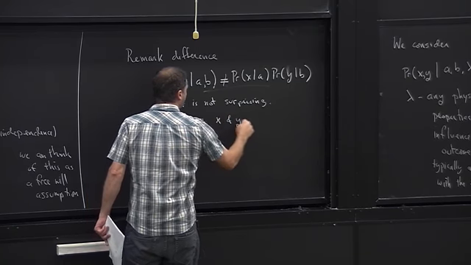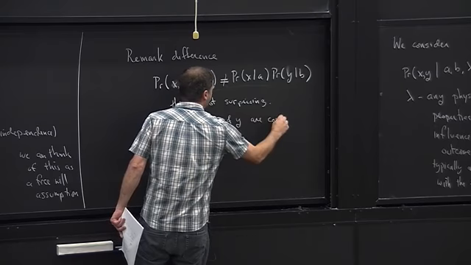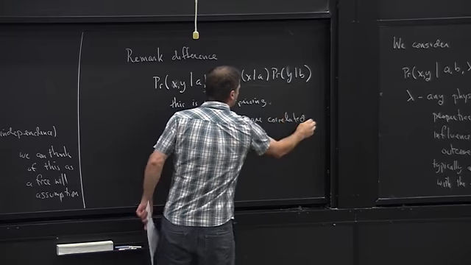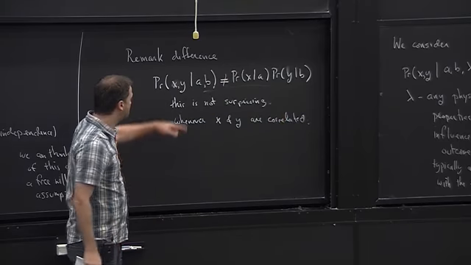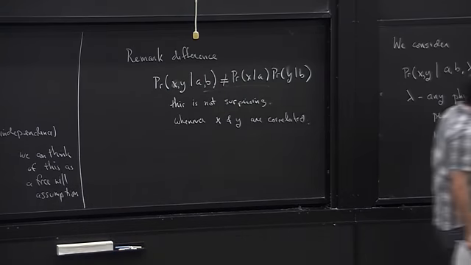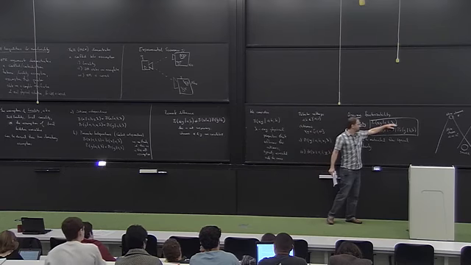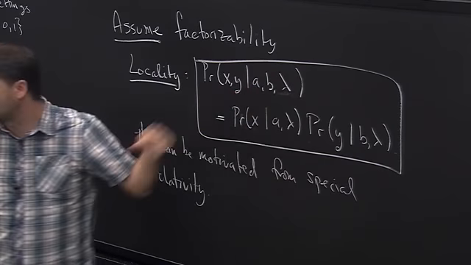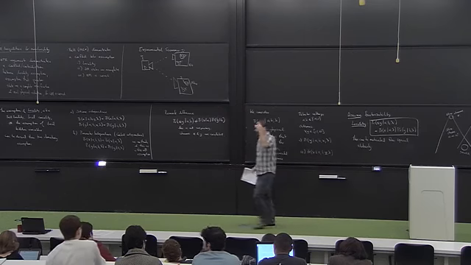X and Y are correlated. So just bear in mind there's a conceptual distinction between asking for factorization at this level versus asking for factorization once you say, I'm allowing lambda to be any possible cause that can affect the outcomes. There's a question in the back?